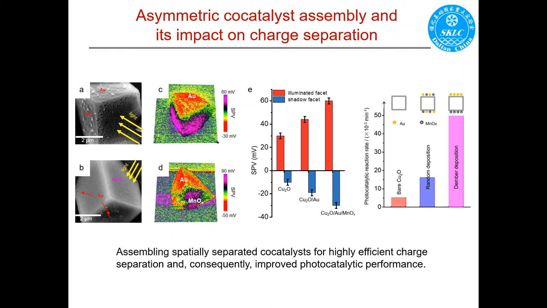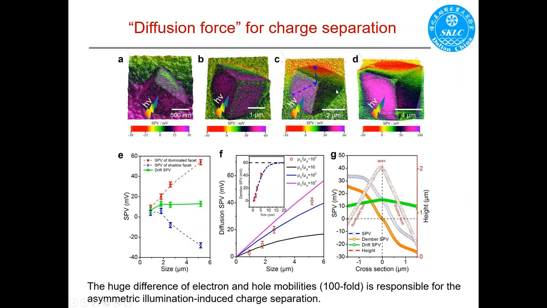So this asymmetric deposition further increases the strength of the built-in electrical field, and this again leads to a higher increase of the photocatalytic performance. Furthermore, when we increase the particle sizes from the nanometer to the micro size, we see that this diffusion force is greatly increased, and it can reach up to 15 millivolt. So this is even bigger than the intrinsic built-in electrical field.